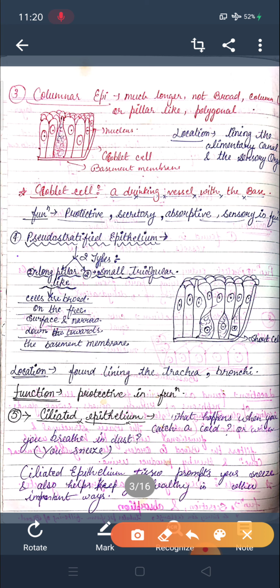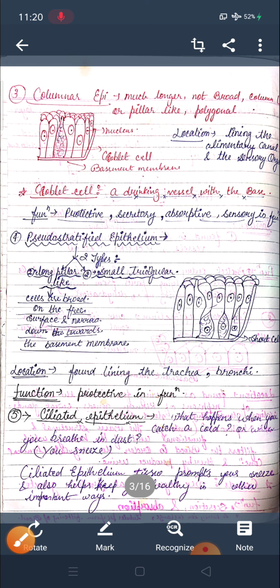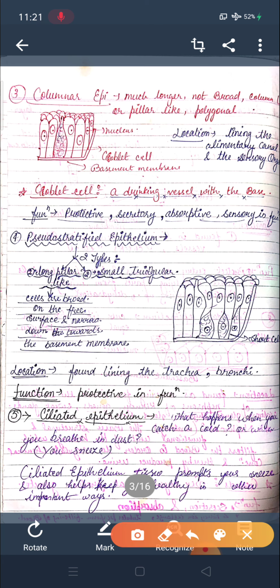Now move towards the next heading, that is pseudostratified epithelium. These tissues are divided into two types. They are number 1 long pillar like tissue and number 2 small triangular tissue. Means we can say that in the pseudostratified tissue there are two types of tissues seen together. Long pillar like cells or tissues are broad on the free surface and narrow down towards the basement membrane.